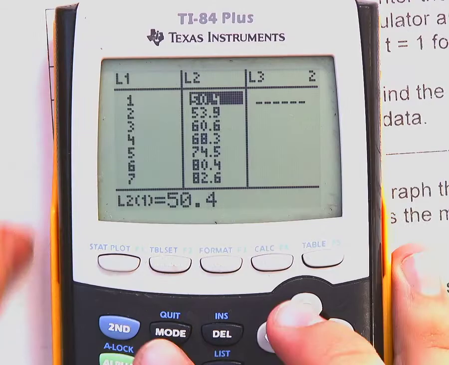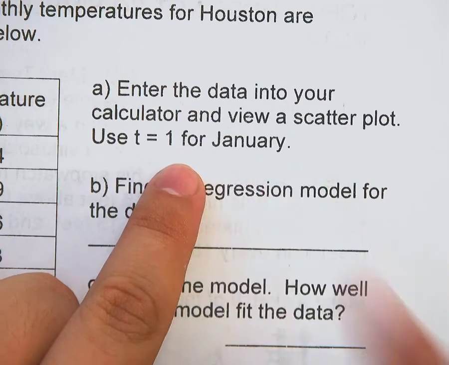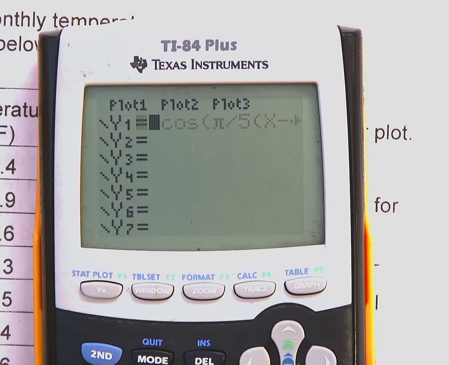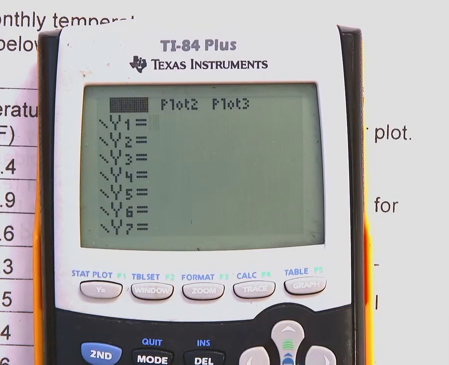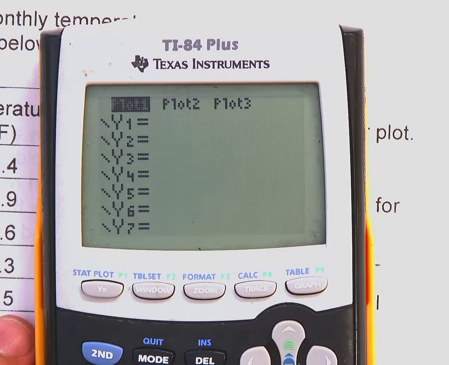All right, and once you do that, it says, view a scatter plot. See that? View a scatter plot. Here's how we do that. Go to y equals. Clear out anything you have in there right now. See plot 1? Turn that on by pressing enter. I scrolled up, pressed enter to make sure it's highlighted now.